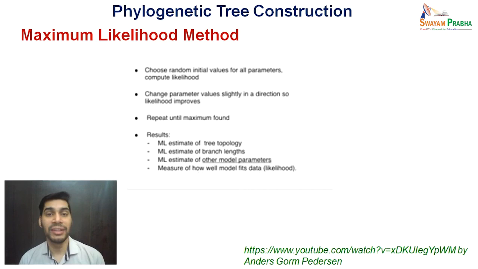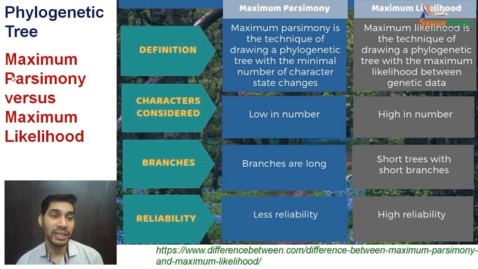If you compare maximum parsimony with maximum likelihood, in maximum parsimony the technique is to draw a phylogenetic tree with a minimal number of character state changes, whereas maximum likelihood is a technique of drawing a phylogenetic tree with maximum likelihood given the genetic data. The number of characters considered in MP is low, whereas in ML it is high. The branches are longer in parsimony, and likelihood has short trees with short branches. In terms of reliability, maximum likelihood is highly reliable as compared to the maximum parsimony method.